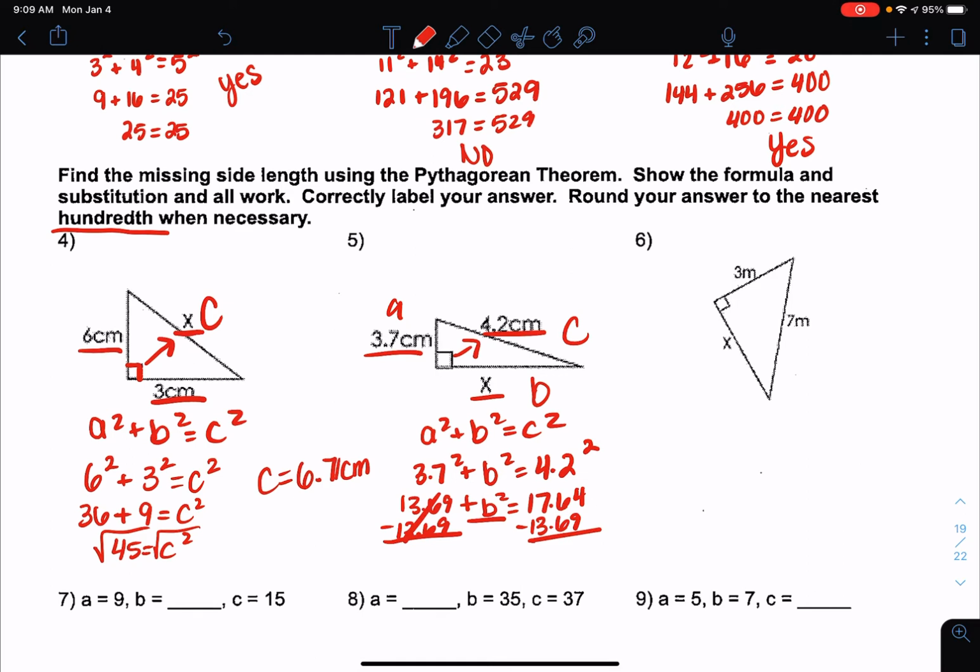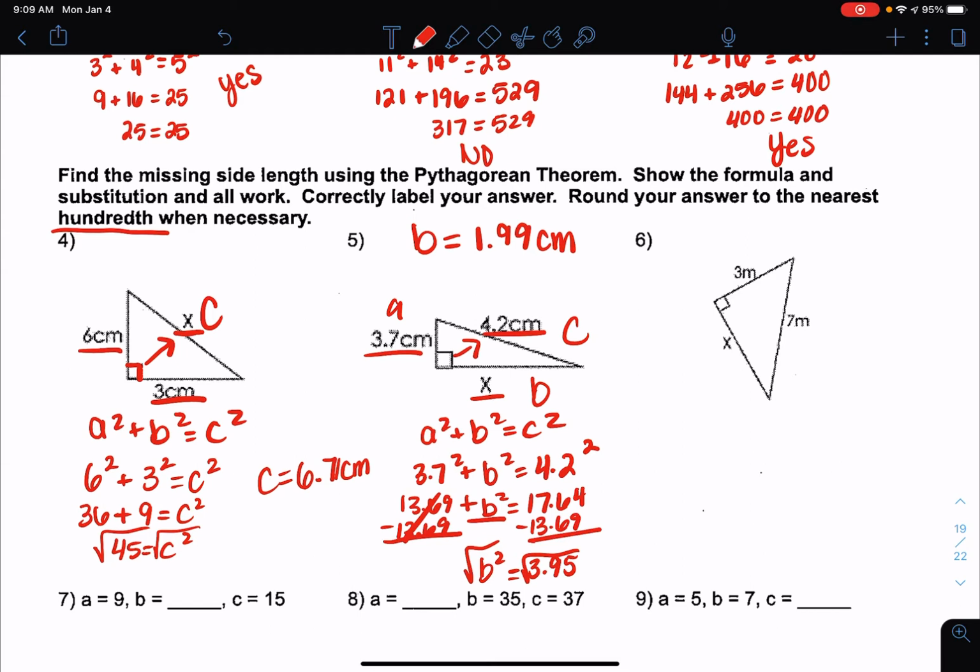That cancels out on the left side, leaving me with just b squared on the left side of the equal sign. And on the right side, I have 17.64 minus 13.69, which equals 3.95. Now I have not solved for b yet. I still have to square root both sides. I'm going to write this up here because we're running out of space. That gives me b is equal to 1.99 centimeters. Don't forget to label your final answer.